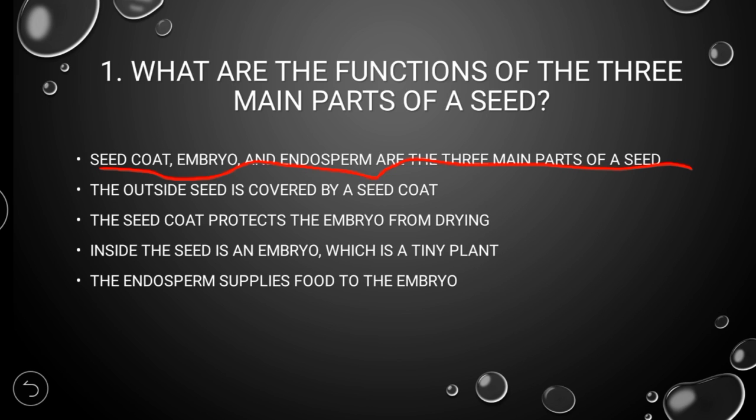So the seed coat is the protective layer, which protects the embryo from drying. Inside the seed is the embryo, which is a tiny plant.